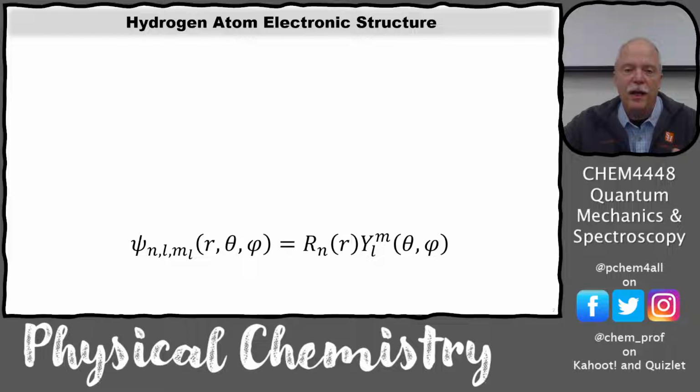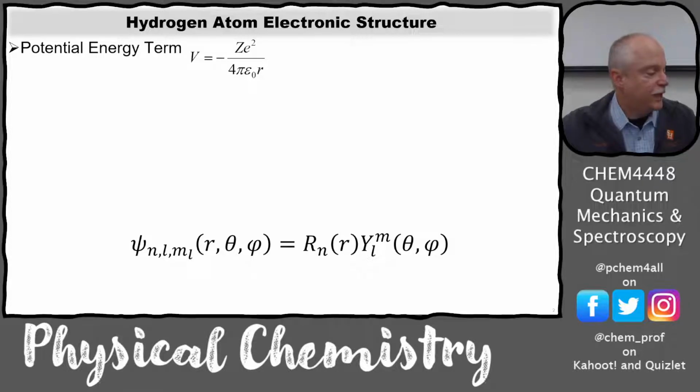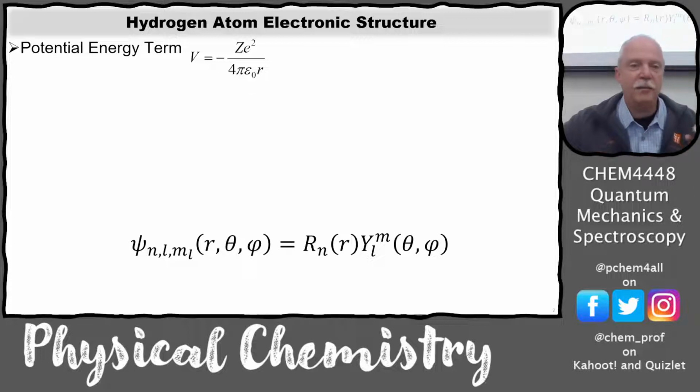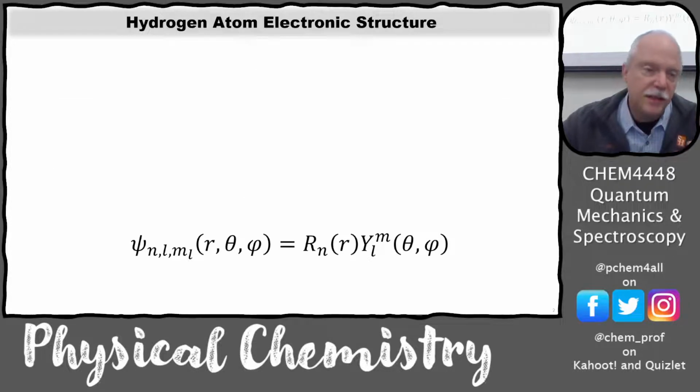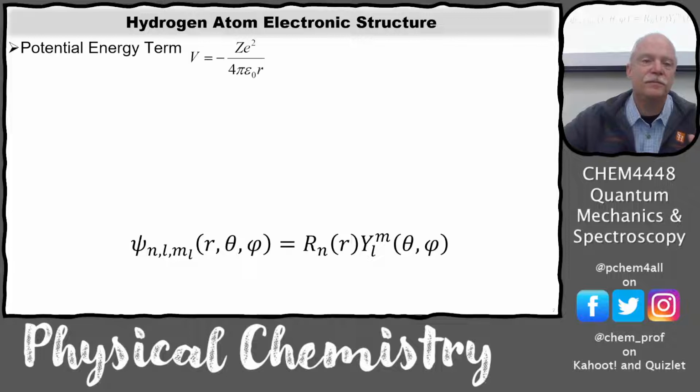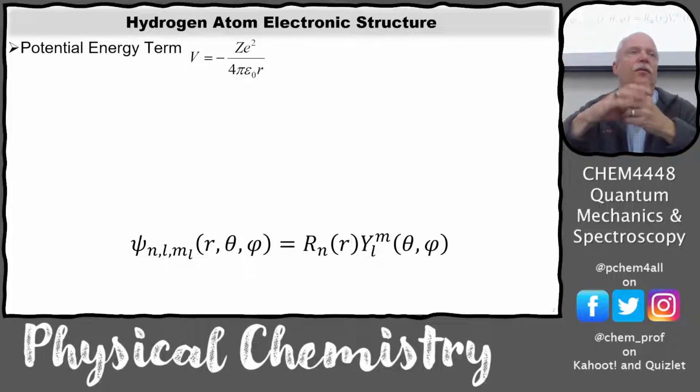So let's go back to the beginning and look at the hydrogen atom. Hydrogen atom, being the simplest atom, is still a very complicated system. One of the things that makes it complicated is that the potential energy is not zero.